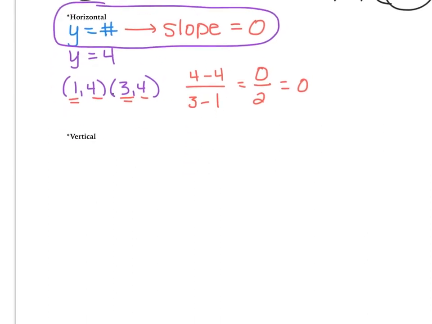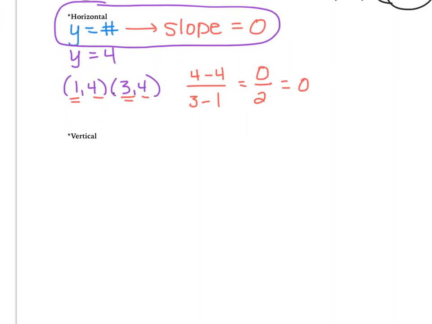Similarly, a vertical line is going to be of the form x equals some number. Okay, so this is where my x is going to always stay the same and my y is going to change. So if I made my equation x equals 4, just to stay consistent with what I had up there, now that means that my x values have to be 4 and my y can be anything. My y could be 10. My y could be negative 50, as long as my x stays 4.